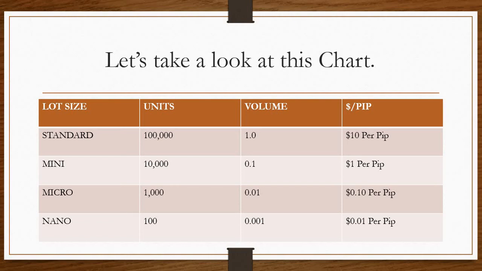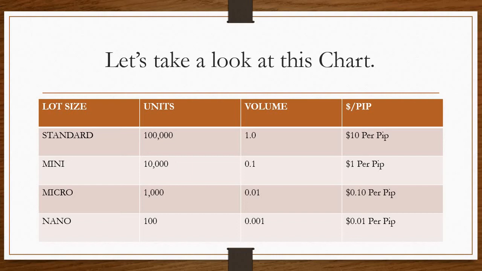The mini is the 0.1. That's $1 per pip. 0.2, $2 per pip. 0.3, $3 per pip. 0.4, you get a picture. So you continue to advance up to 0.9, that is $9 per pip, and then you get to the standard lot size. So remember, the standard lot is the standard, 2 standard, 3 standard, 4 standard, 10 standard, 50 standard, on and on and on.